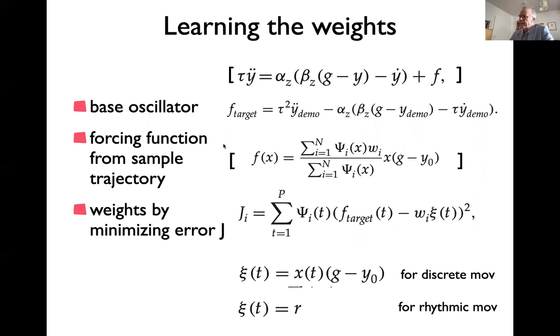So what you need to do is determine these weights. That's the only thing that you can fit, right? These weights of how you modulate the vector field. These weights W, so that the trajectory that you generate out of the system matches some target trajectory. So here the target trajectory is called demo.